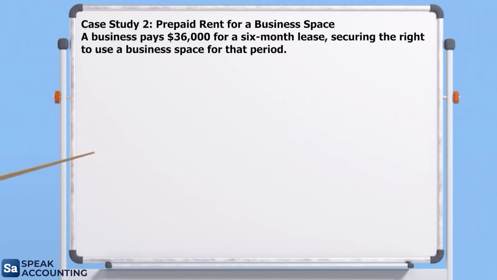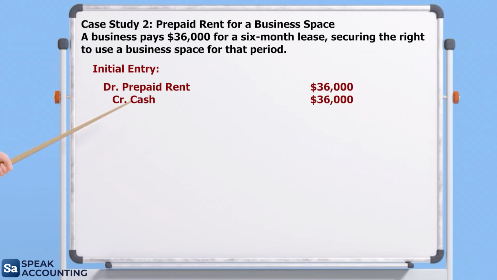Case study 2, prepaid rent for a business space. Scenario: a business pays $36,000 for a 6-month lease, securing the right to use a business space for that period. Journal entries. Initial: debit prepaid rent $36,000 represents the asset acquired, right to use the business space. Credit: cash $36,000 reflects the cash outflow for the payment.